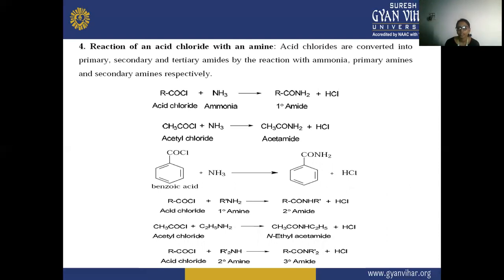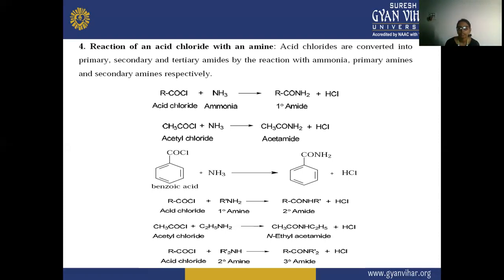In this reaction of an acid chloride with an amine, acid chlorides are converted into primary, secondary, and tertiary amides by the reaction with ammonia, primary amines, and secondary amines respectively. So here is the fourth reaction of acid amides. We are converting the acid chloride into primary, secondary, and tertiary amides by the reaction with ammonia.